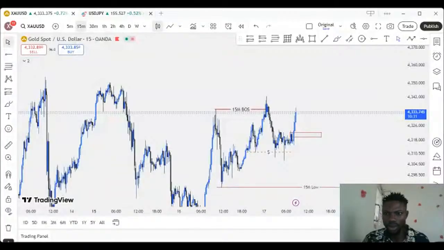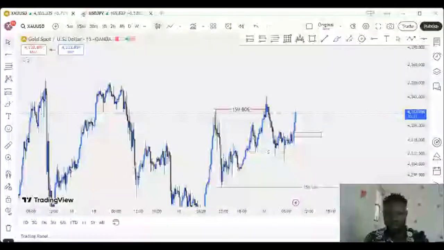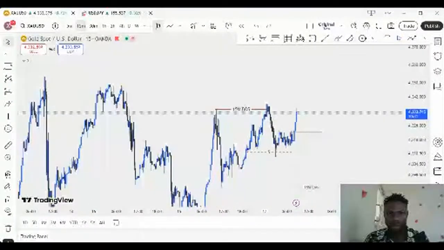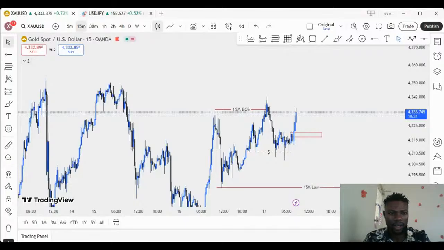And gold is coming here. Oh, what the fuck? Yes, wait. Gold is targeting the 453 level.